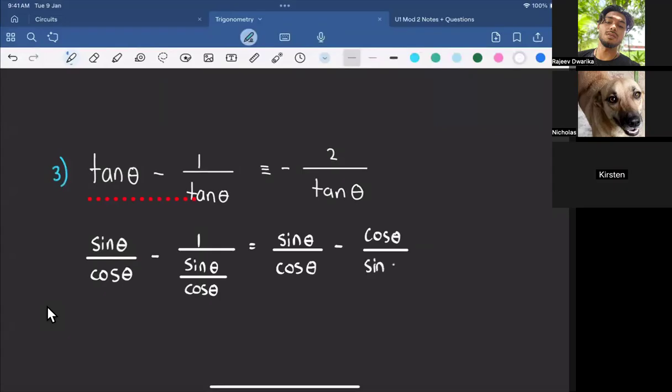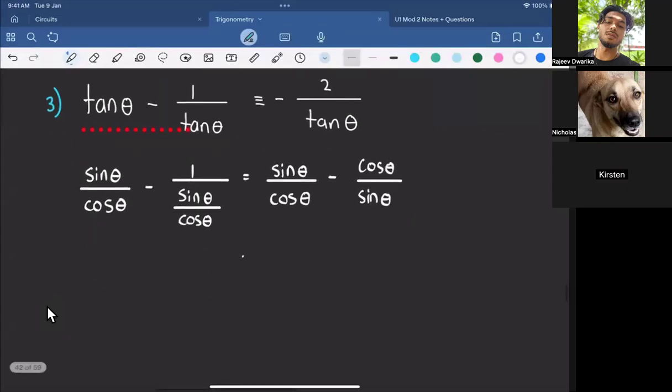We gotta do next. From there, I put everything over sine theta cos theta. So the LCM is sine theta cos theta. Then on the numerator, add sine square theta minus cos square theta.